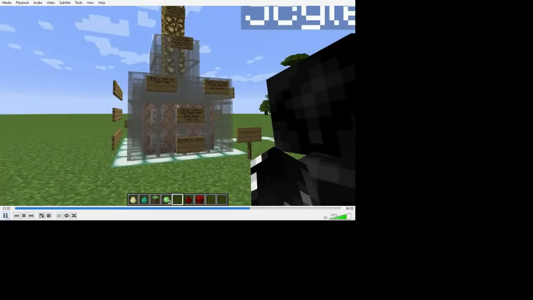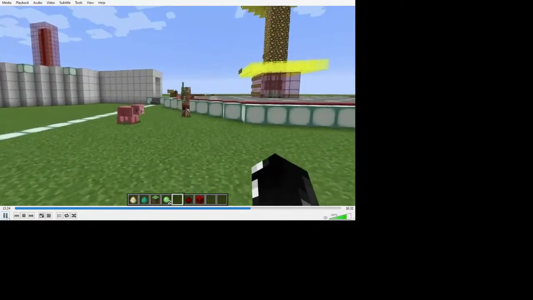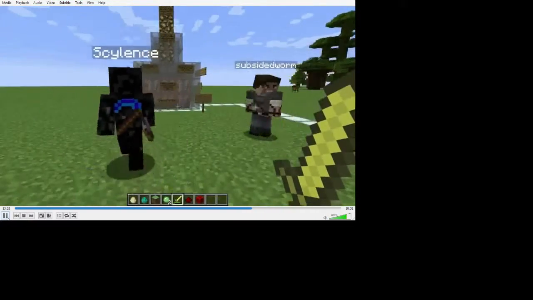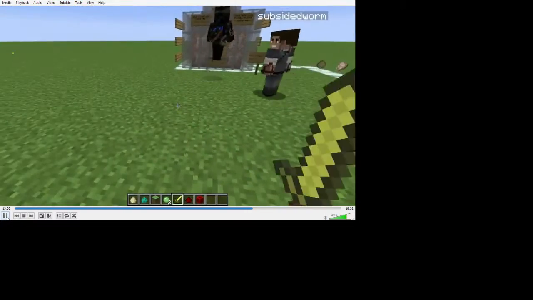Yo. What up? Hey, Figment, get back. Hey, I got a gold sword. Alright. Up here? Or no?